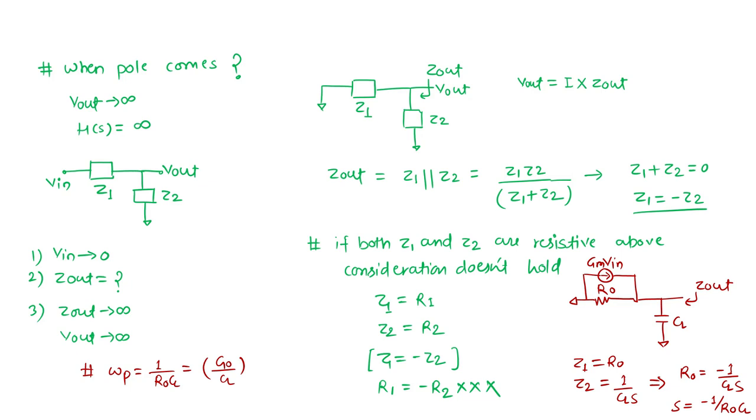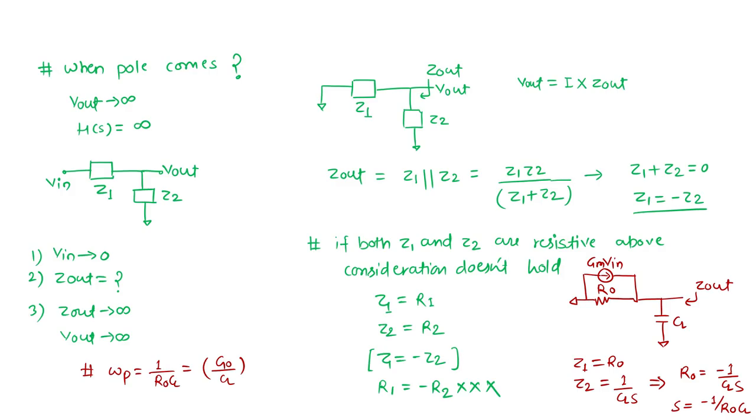I'll take a few more examples, then we'll proceed to the exact GM cell again. So now I want to calculate this pole again. This is the condition, then make this R to be infinite.